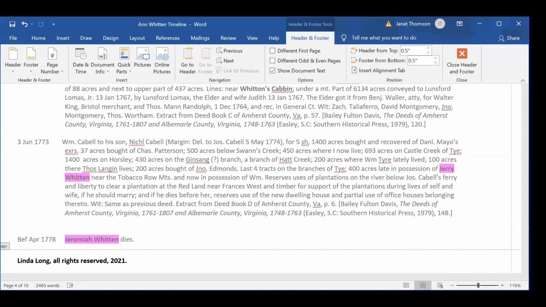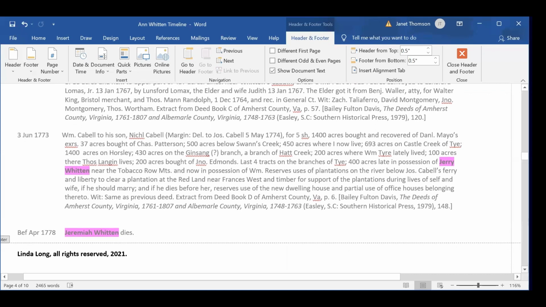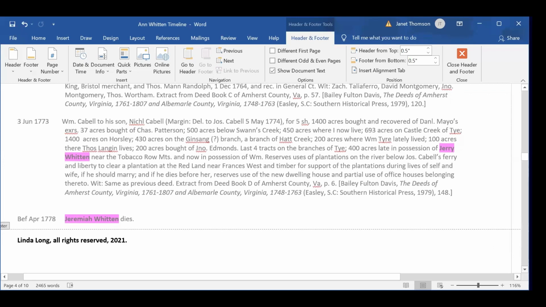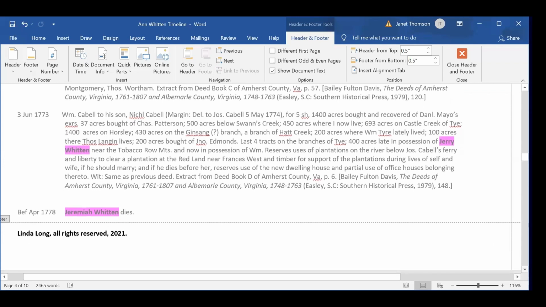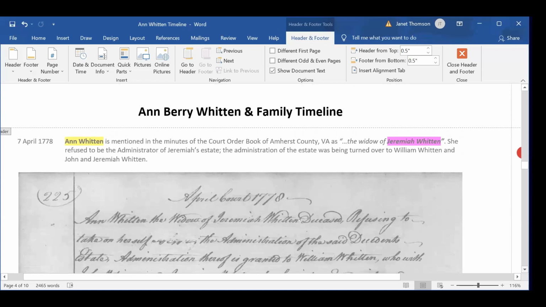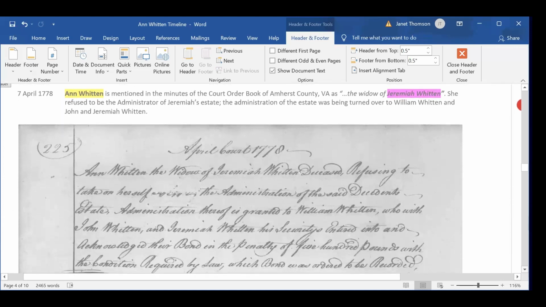wife. And then she knows, because of wills and because of indirect information, that Jeremiah Whitten, who is a direct line ancestor, dies sometime between 1773 but before April of 1778. So these are really valuable. How does she know about this April 1778 date? Well, Ann Whitten, his wife, is mentioned in the minutes of the court order book of Amherst County. Here's another county again, the widow of Jeremiah Whitten.